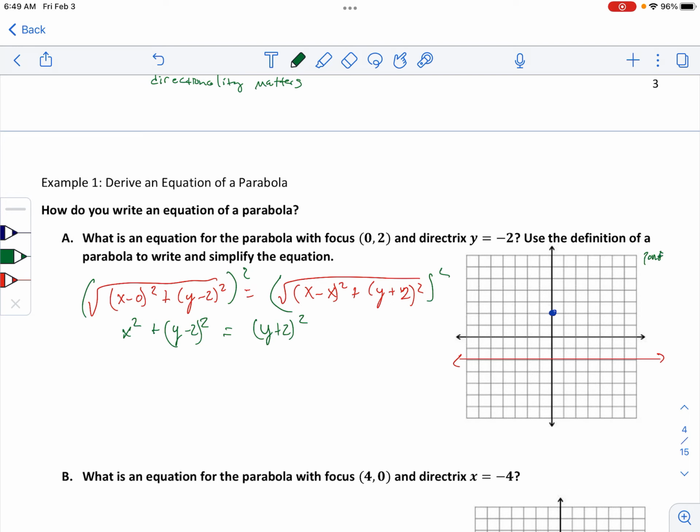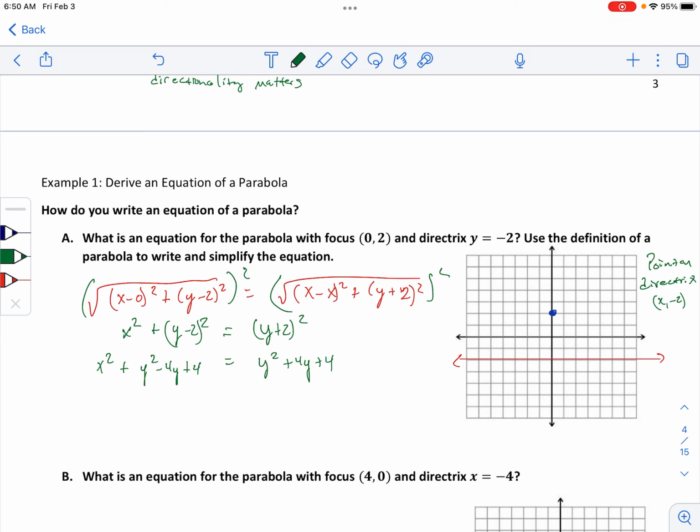If you need to write that down, your point on the directrix is going to be x comma negative 2. So now we have this y plus 2 squared, which we can use our foiling to expand to y squared plus 4y plus 4. On the left side, that's going to be x squared plus y squared minus 4y plus 4.